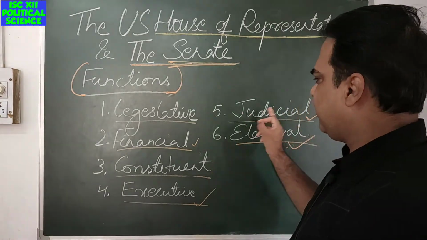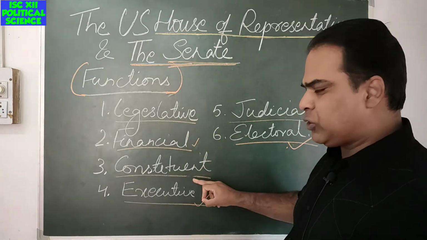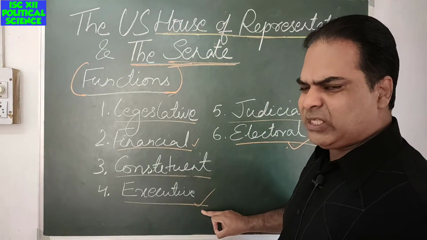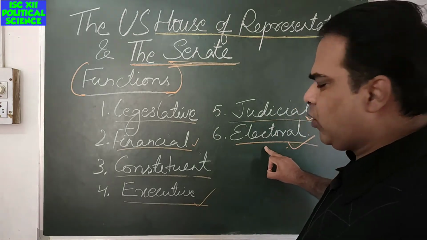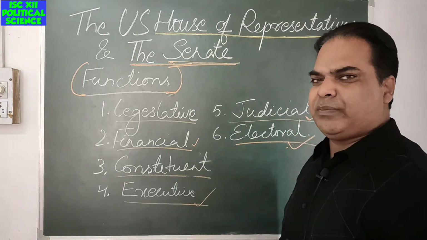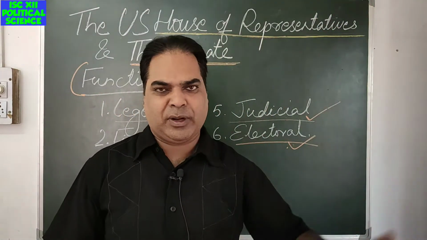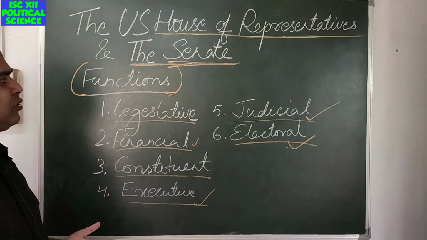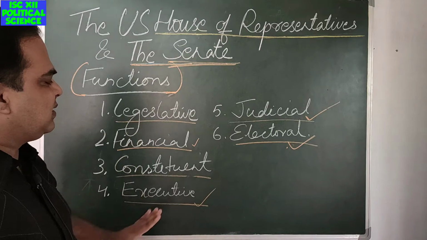So these are the places where they don't enjoy co-equal powers, whereas in legislative and constituent functions they enjoy co-equal powers. In executive, nothing much to do with the executive power, the House of Representatives only has certain executive roles. Then electoral functions, here also the Senate has nothing to do. Only the House of Representatives can elect one person from the top 3 candidates who has secured the highest number of votes. So this is all about the functions of the House of Representatives and the Senate.